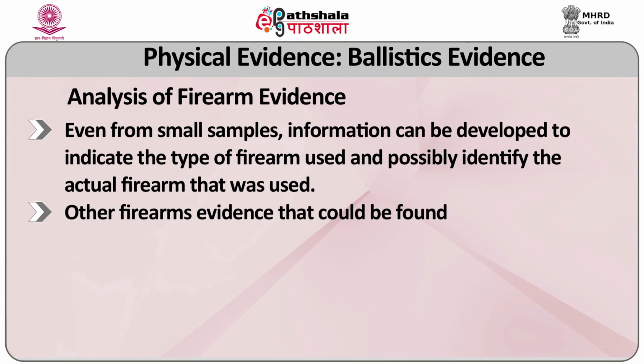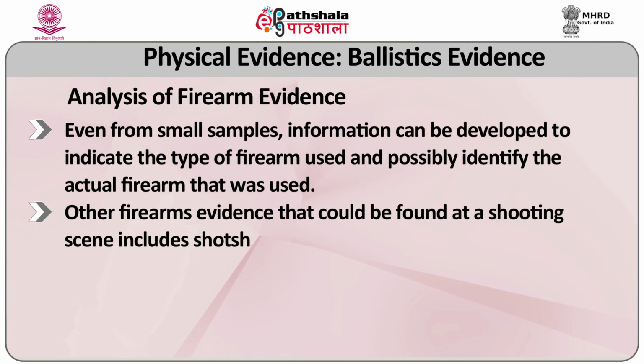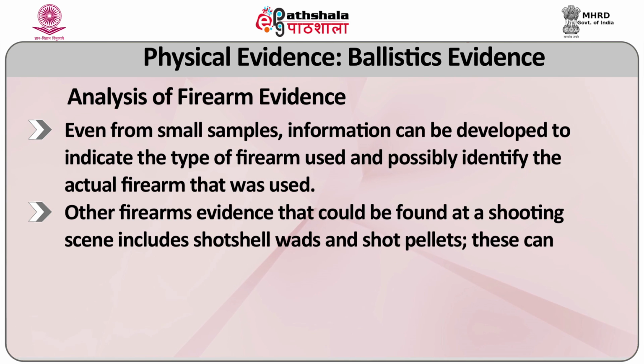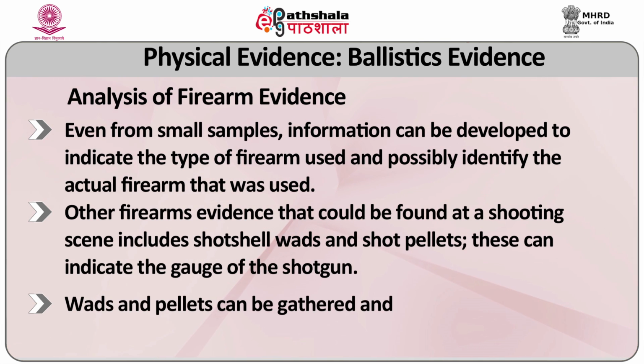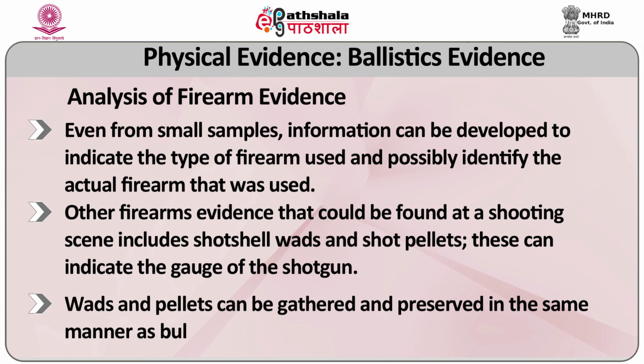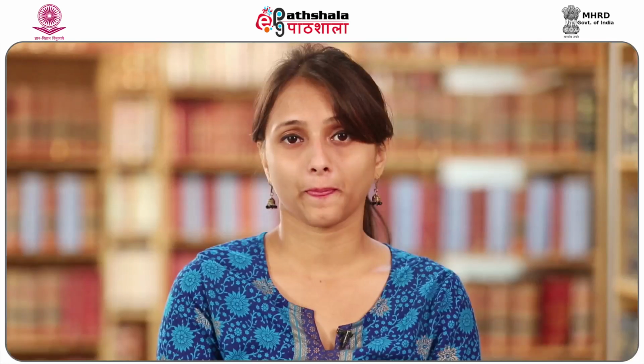Other firearms evidence that could be found at a shooting scene includes shot shell, wads and shot pellets. These can indicate the gauge of the shotgun. Wads and pellets can be gathered and preserved in the same manner as bullets and cartridge cases.